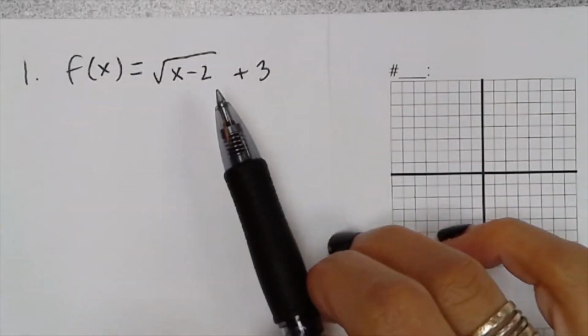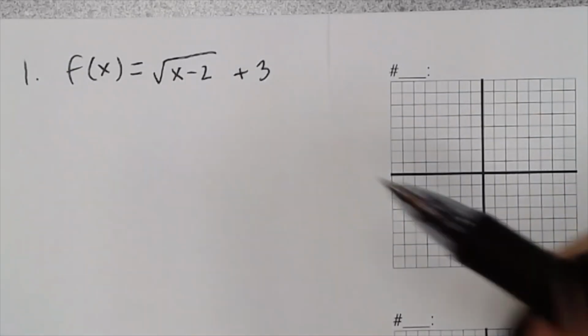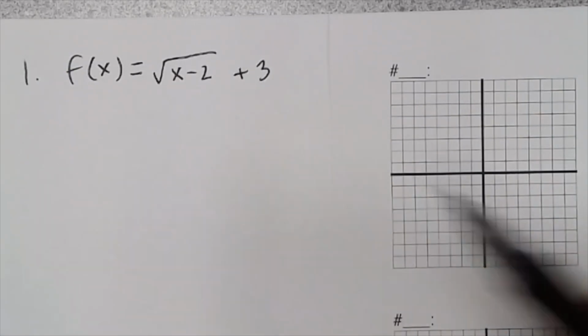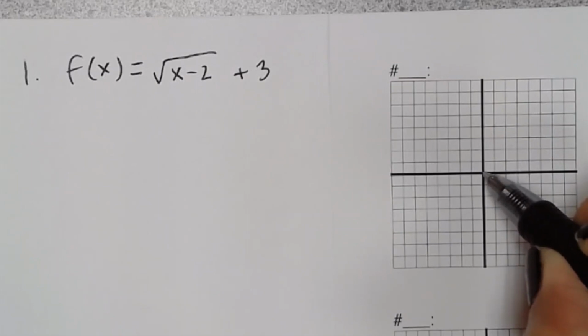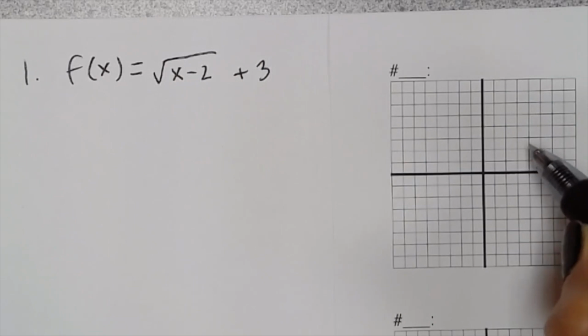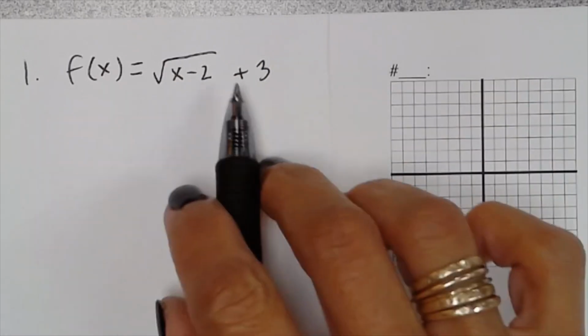We're looking at the transformations of the parent graph, which is the square root of x. The square root of x graph starts at (0, 0), and it goes over 1, up 1, back to (0, 0), over 4, up 2. So what you can do is look at these transformations.